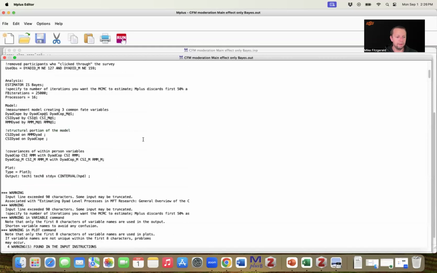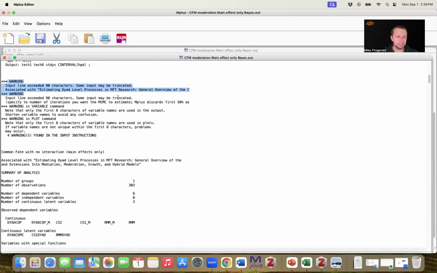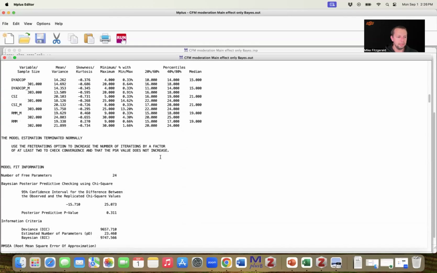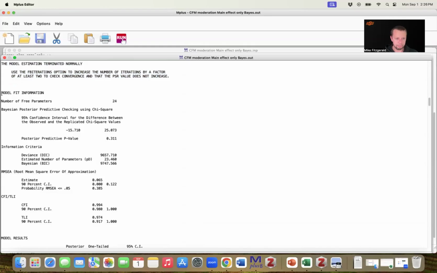Right? So we'll scroll down. You get some error messages. All of these are more than fine. You don't even need to worry about them. All right. So this is, if you're familiar with latent profile or latent class analyses, you'll see the same thing with random starts. All right. And now we will scroll down to model data fit.